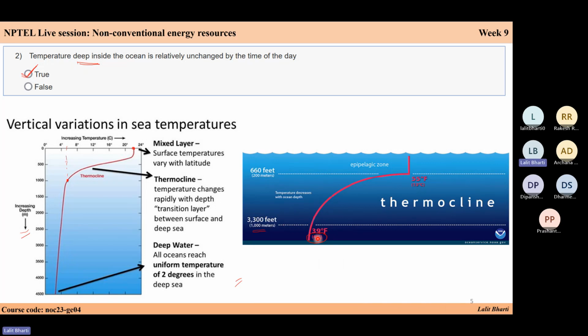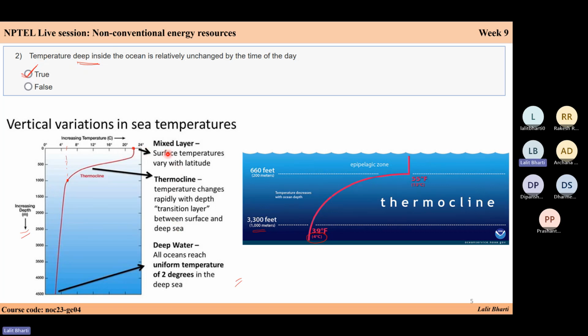So as you go below the 1,000 meter mark, your temperature will be around 4 degrees Celsius, and these are independent of the weather outside. Be it sun shining or raining, the temperature will be more or less the same. Here you can see these are different layers of the sea. As you go deep into the sea, after the 1,000 meter mark, your temperatures are slowly decreasing, but they stay around the 4 degree mark.